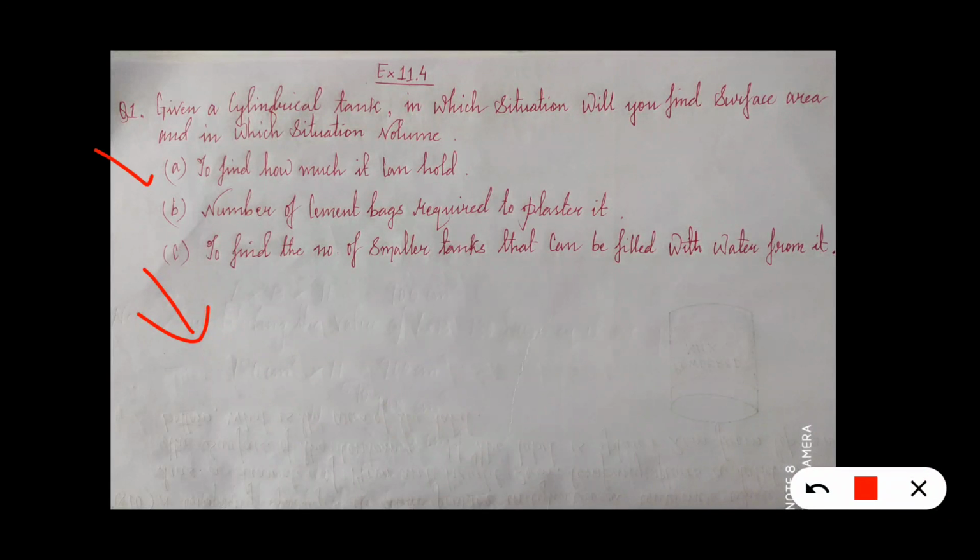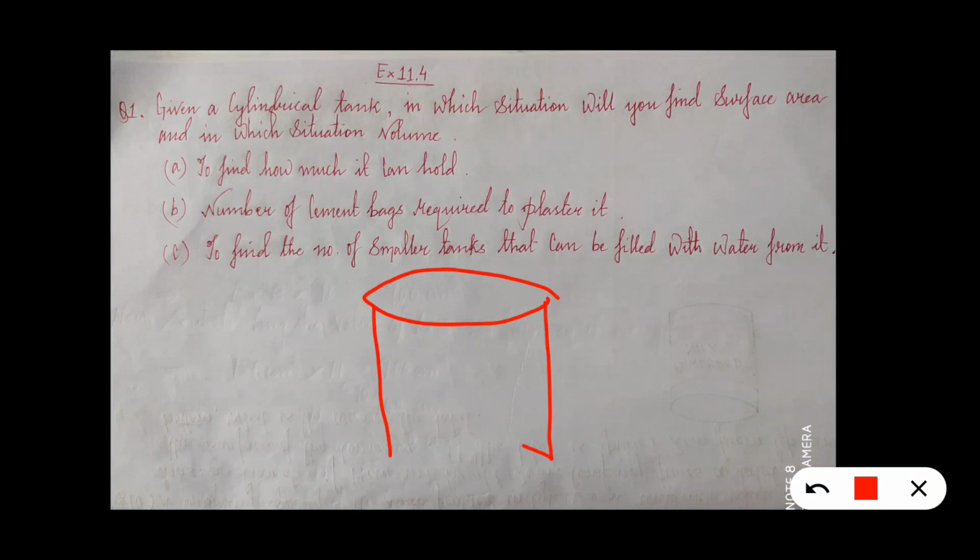I'll just explain to you what is area and what is volume. I'll give you a very simple example to make you understand. First, let me make one figure. A cylindrical tank means this kind of tank is there. Suppose this is a tank where you preserve the water. A cylindrical tank is there.